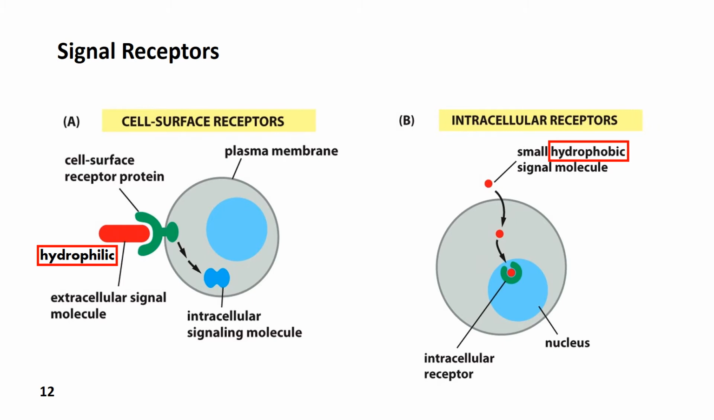Alternatively, we know that some signaling molecules are hydrophobic. Examples might be testosterone or estradiol. These signaling molecules are hydrophobic, so they are able to freely pass through the membrane. In this case, the receptor for these hydrophobic signaling molecules is intracellular. When the hydrophobic signaling molecule binds to an intracellular receptor, it will induce changes in cellular behavior.